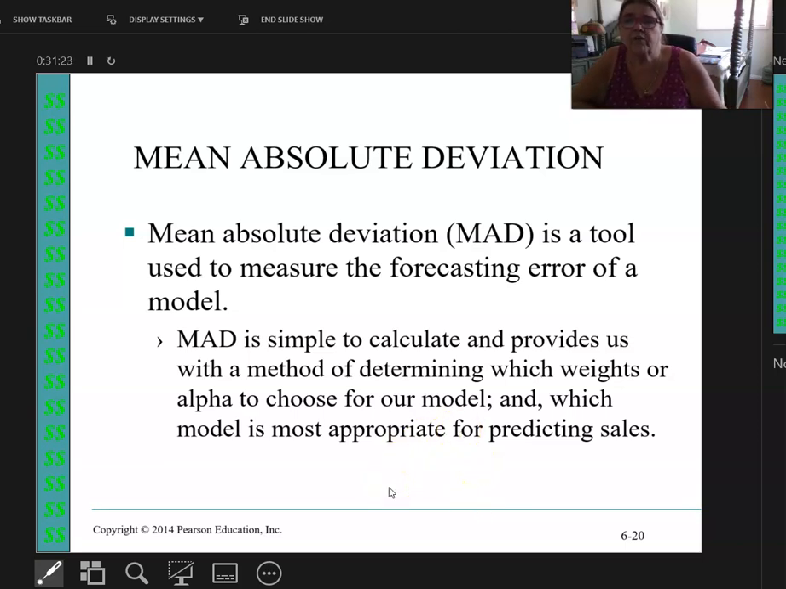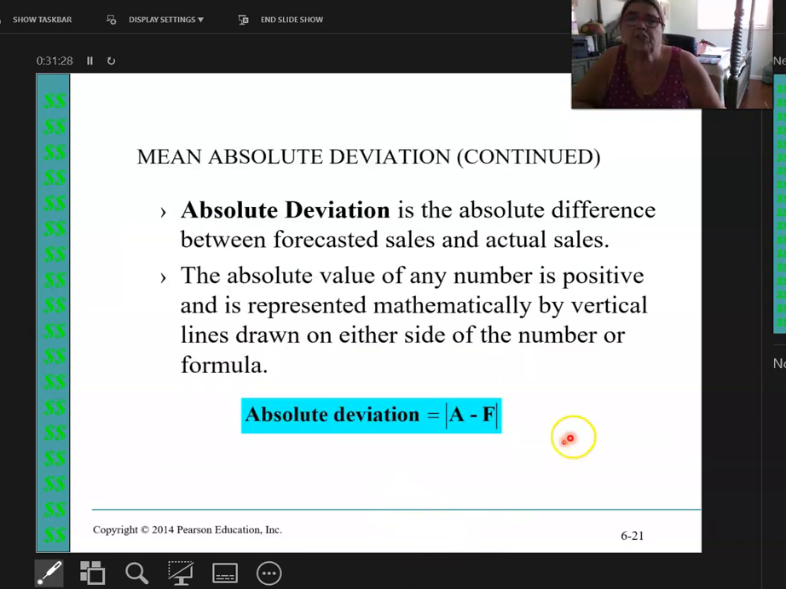First of all, in order to know the mean absolute deviation, you have to know what absolute deviation is. It's the absolute difference between the forecasted and the actual. Okay, so you see these lines right here. This actually means absolute. Anytime you see absolute, an absolute number is always positive and it has vertical lines. So I want to know the absolute difference. Deviation is the difference between actual minus forecasted. Okay, so far so good, guys.